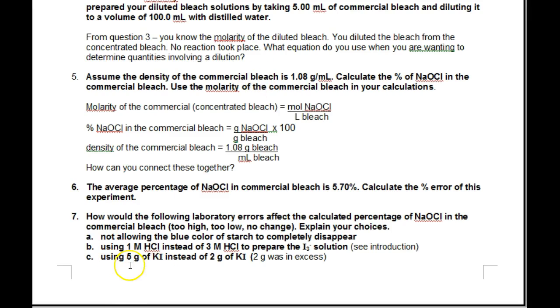It then also says using 5 grams of potassium iodide instead of 2 grams of potassium iodide. I use 2 grams per sample to help get the iodine in to react with the bleach. The 2 grams was in excess, so 5 grams would have been 2.5 times that amount.